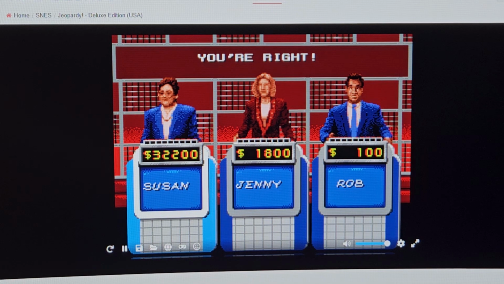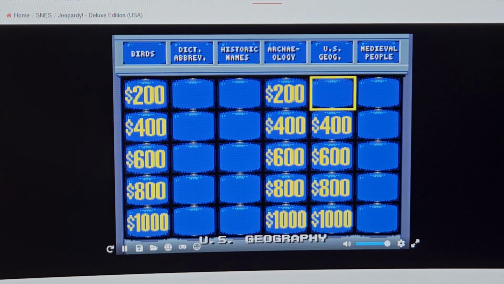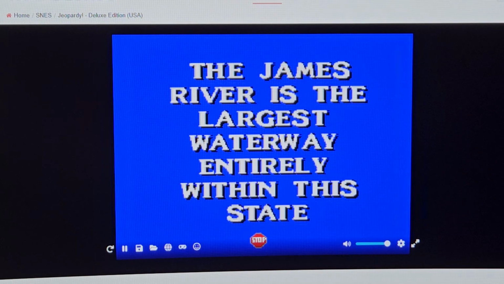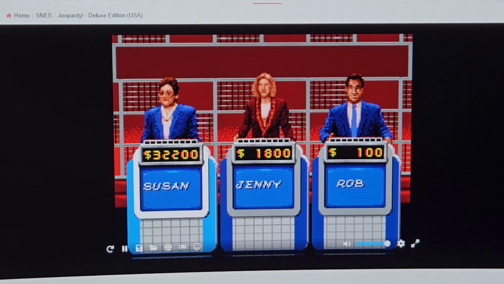U.S. geography for... No, 400. The answer is: the James River is the largest waterway entirely within this state. What's Virginia?